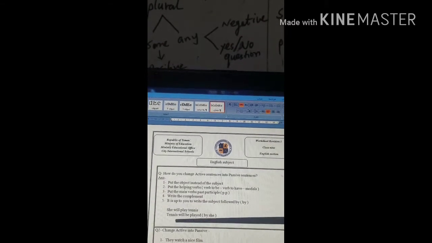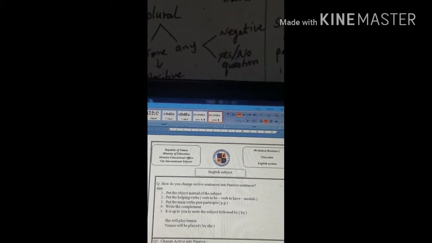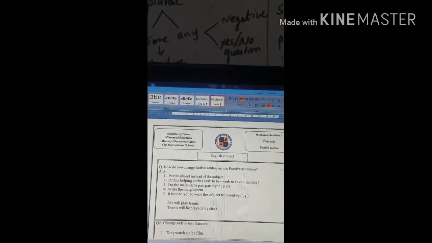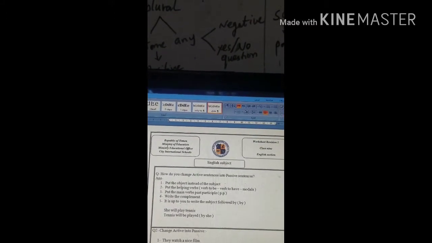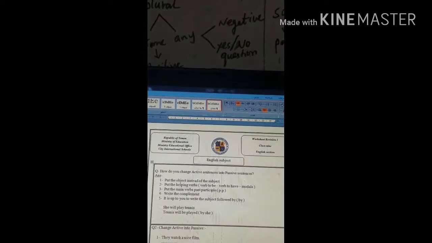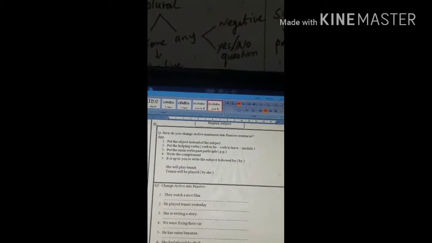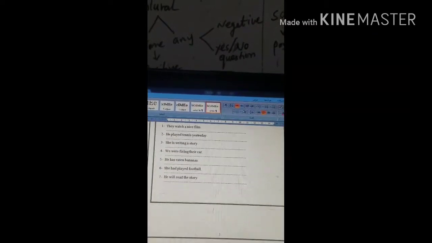Example, she will play tennis. Tennis will be played. So from where do I get PP? Because I have modals. You will see this in the photo images. It will be better. Here you have some questions. You will answer them to change the active into passive. But here you have to be careful about the tenses.